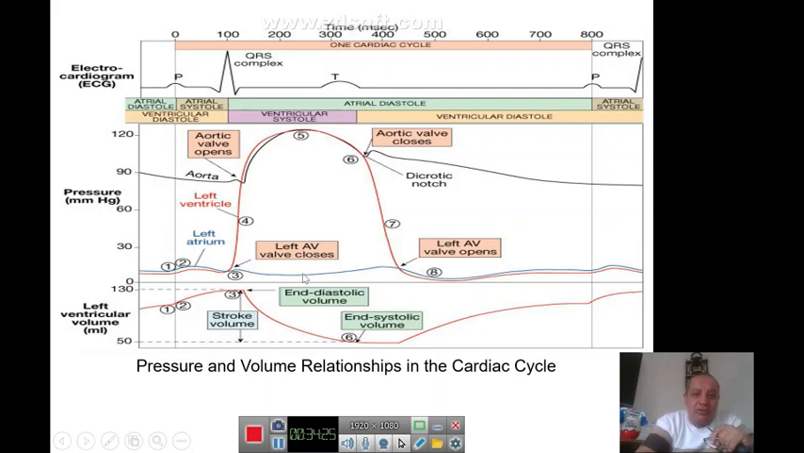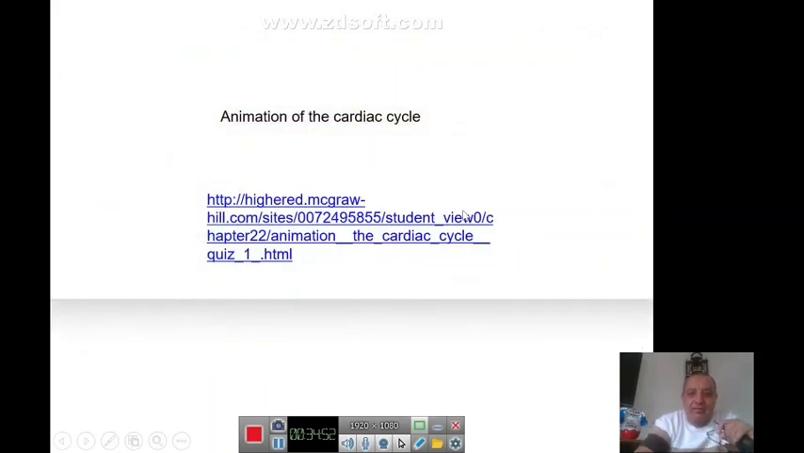Okay, so this chart expresses all the events of the heart which occur during one heartbeat, starting from atrial diastole, atrial systole, and then ventricular systole. We start with the isovolumetric contraction phase, then the rapid ejection and slow ejection phases. Okay, that's all about the cardiac cycle.